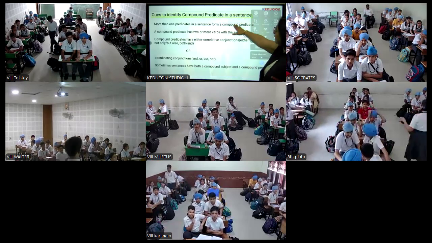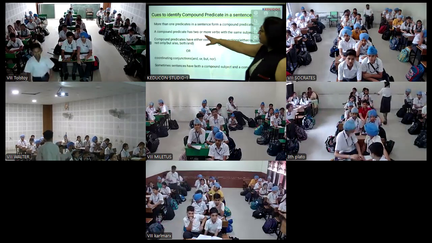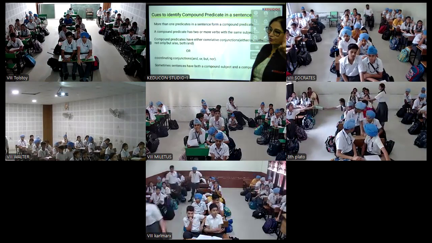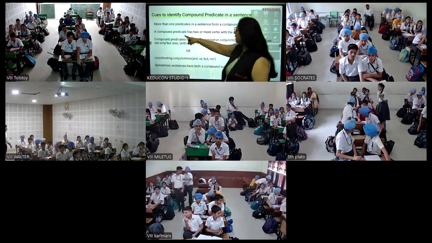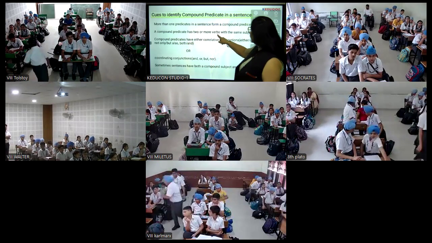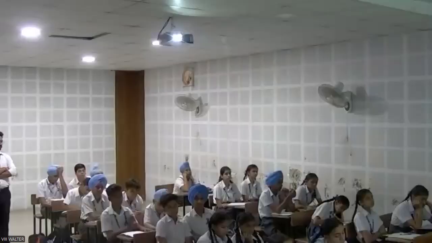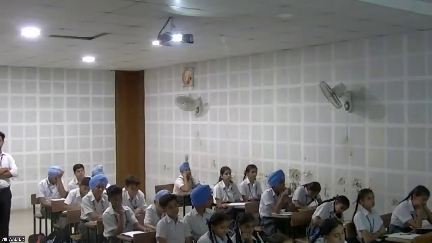Now, cues to identify. More than one predicate in a sentence forms a compound. So there can be more than one predicate. A compound predicate has two or more verbs. You have to remember this: with the same subject, the subject will be the same, and there will be two or more verbs.